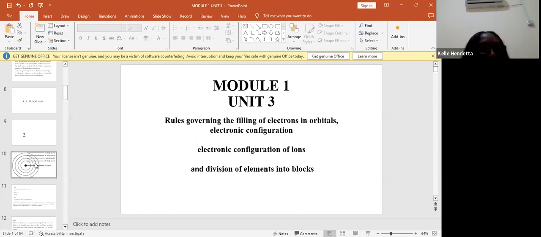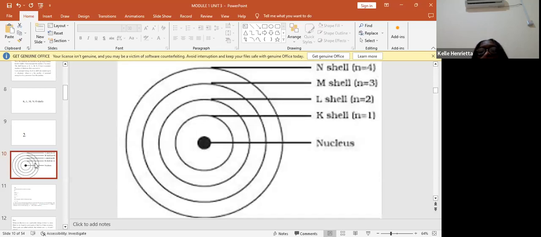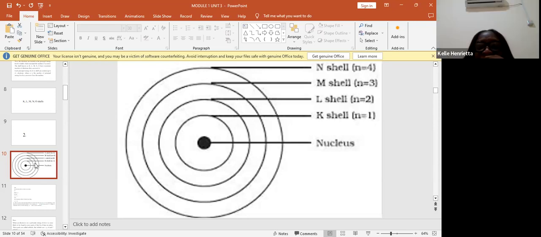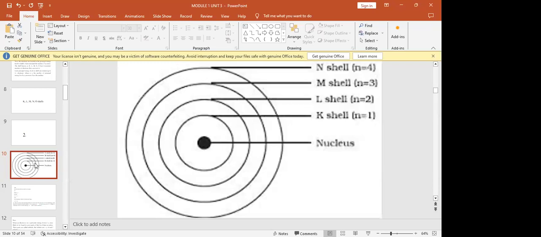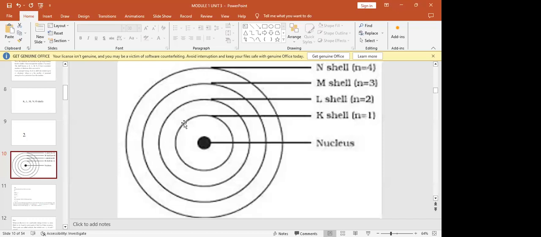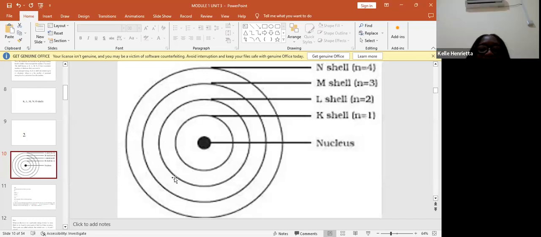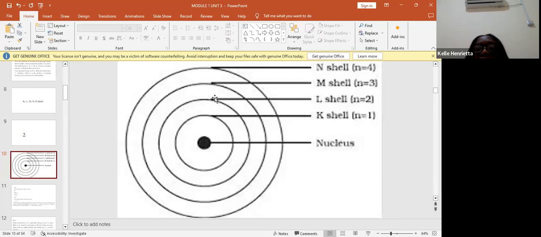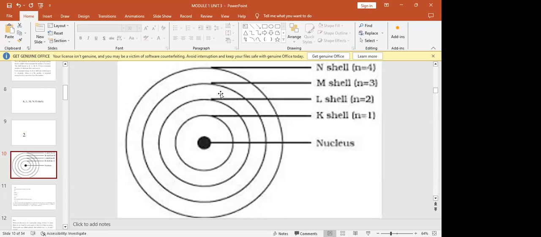All right. So this is what you know from your O level, showing you using these to depict the electrons. Now you have at the center the nucleus where you have the protons and the neutrons. Then around it, you have what is called the shells. So you have the first shell, the K shell. The second one is the L shell. The third one is the M shell, and so on.